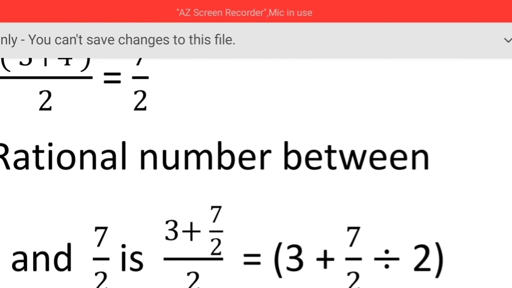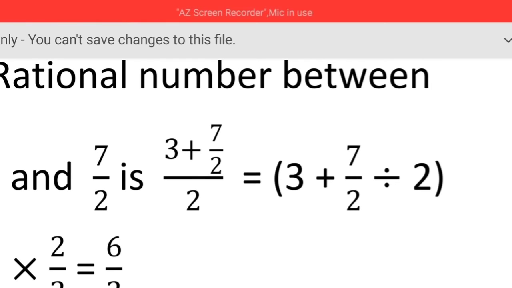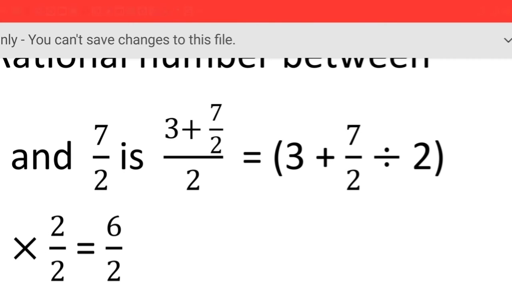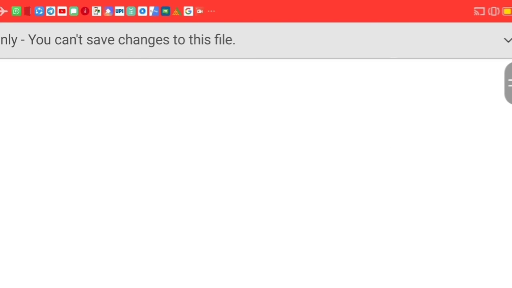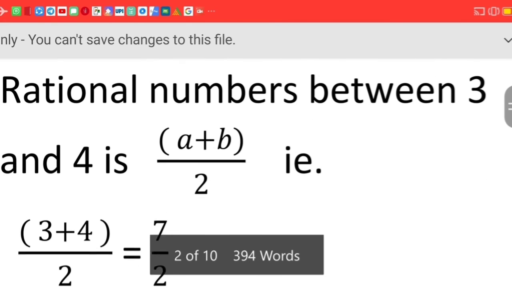Rational number between 3 and 7 by 2. (3 plus 7 by 2) by 2. 3 plus 7 by 2 divided by 2. By 2 का मतलब क्या है? Divided by 2 है. First we want to find out the denominator of 3 by 1 and 7 by 2. 1 और 2 का denominator find out करना है. 3 का denominator क्या आना चाहिए? 2 आना चाहिए, नहीं तो हमको डिवाइड ऐड करना नहीं हो सकता है.